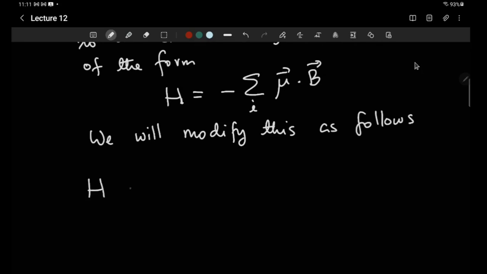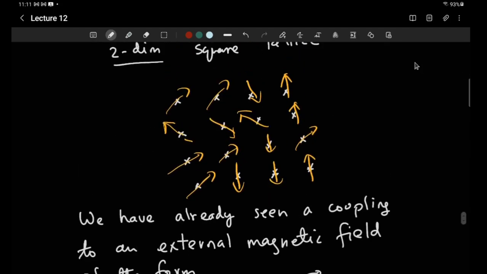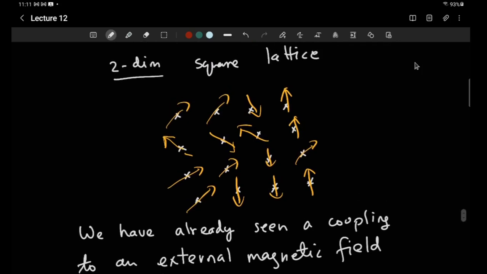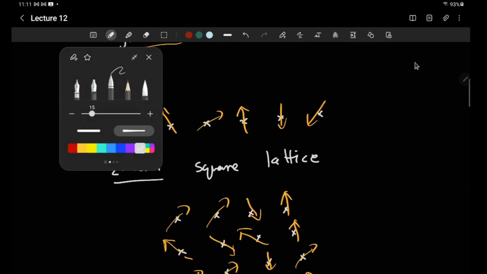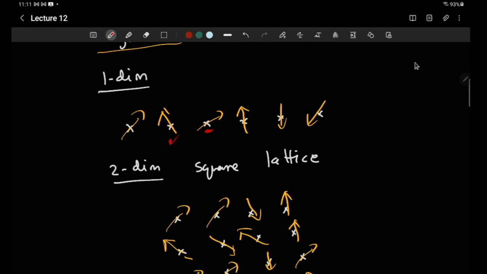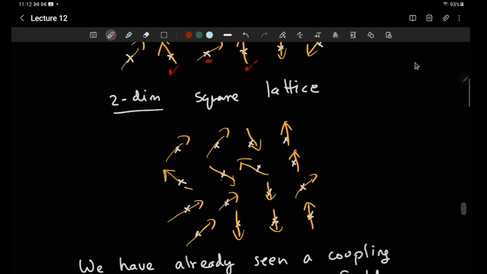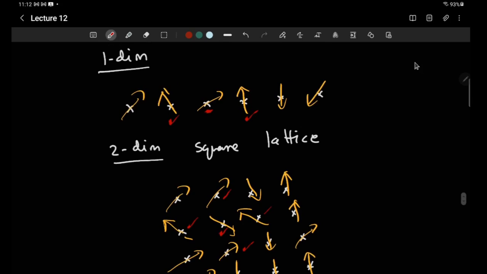Okay, so we'll write H equal to, we'll add an extra term, and that will be an interaction between nearest neighbors. If you pick a site, let's mark the nearest neighbors. So they're next to each other, but next to nearest would be 2 away, and those won't be included. So if you pick this one, the nearest neighbors are this and this, and we'll talk about the coordination number. That means the number of nearest neighbors. So in one dimension it's 2. On a square lattice it is how many? 4. Okay.